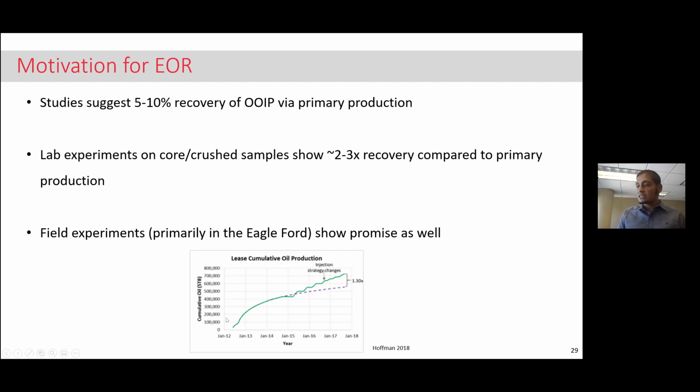Here is a field experiment that I'm showing you. It's a field experiment of an enhanced oil recovery project. You have cumulative oil on the y-axis, you have time on the x-axis, and you can see the period of primary production, nice smooth monotonic increase. And then, of course, after some time, this plateaus out, because this is when the company started something called huff and puff EOR. And I'll describe huff and puff EOR in a minute.